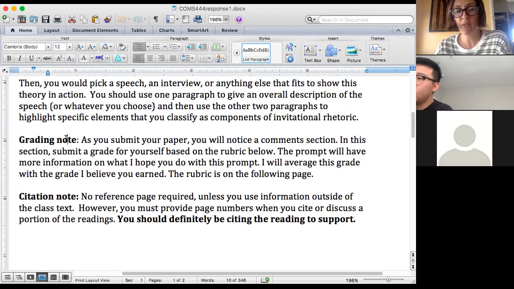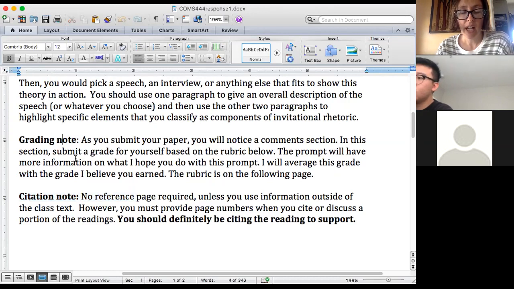So I'll come back to this grading note in just a second, but what's really important is that you do not need a reference page, but you do need to cite the reading to support the connections you're making. So even though you're not having a reference page, make sure you're using direct quotes from the text. Okay. Make sense? Yes. Okay, cool.